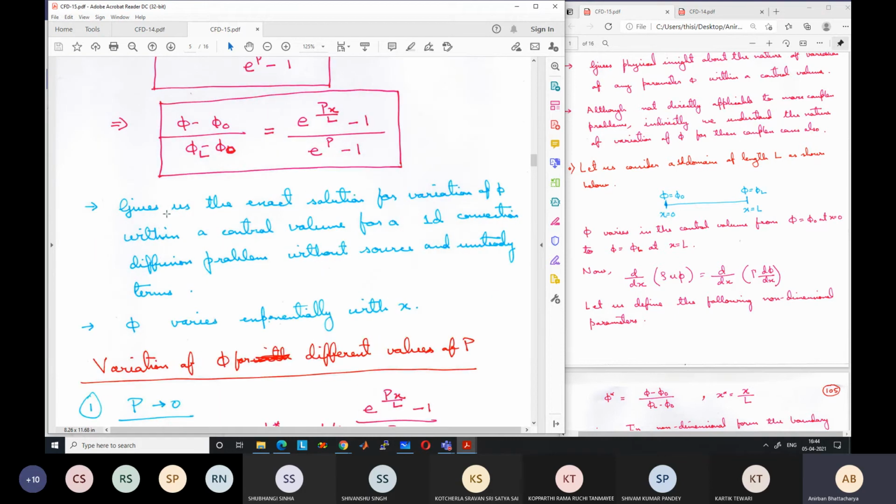So to summarize, we get an exact solution for variation of phi within a control volume for a 1D convection diffusion problem without source and unsteady term. This is an exact solution. Okay. And what does it give us? It gives us that phi varies exponentially with x. Okay. Let us look at a few limiting cases to try to understand this variation better, and then we will draw the plots for those cases. Okay. Any questions?